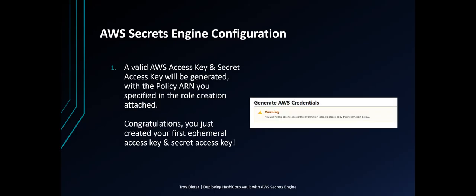Now, here's where the magic happens. Valid AWS access key and secret access key will be generated, with the policy ARN you specified in the role creation attached. It will show you a warning that you will not be able to access this information later, so please have your user note down the access key and secret access key. Congratulations, you just created your first ephemeral access key and secret access key, valid for 4 hours with a max time of 8 hours.